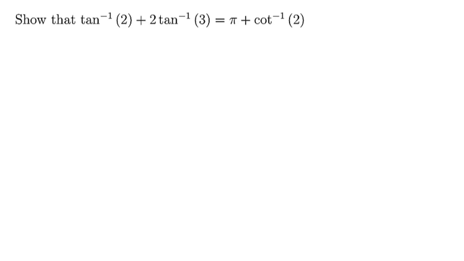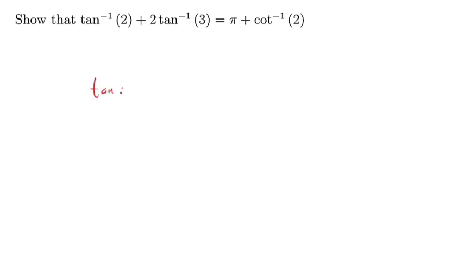Okay, so we have this trig equation which says show that the tan inverse of 2 plus 2 tan inverse of 3 is equal to pi plus cot inverse of 2. Alright, so to start with, we need to know that cot and tan are reciprocals of each other. So this is what I mean.